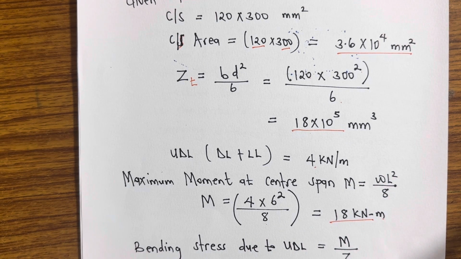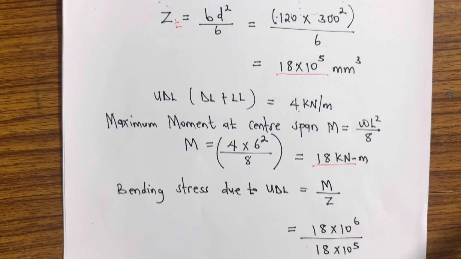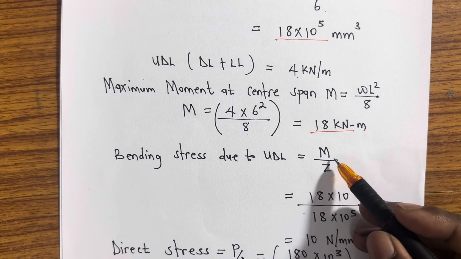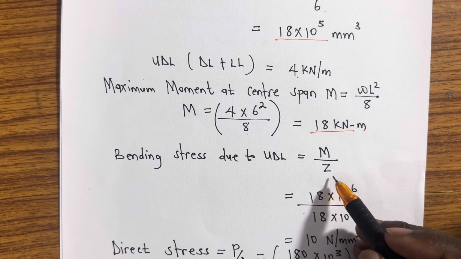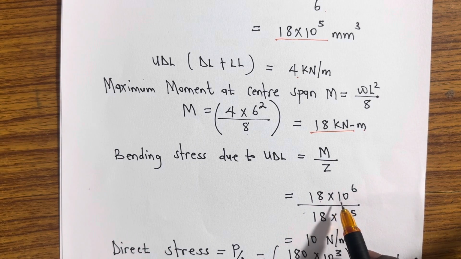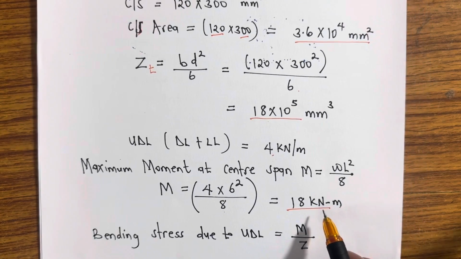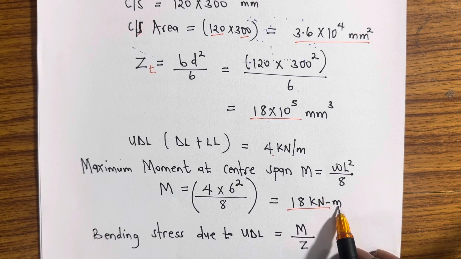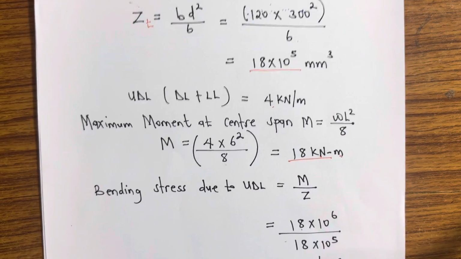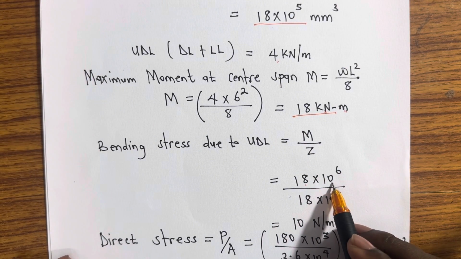Now, since we know the moment, we can proceed and also get the bending stress due to this UDL. It is given by the expression moment divided by Z. So our moment is 18 times 10 to the power 6. Why? This is in kilonewton. To convert it to Newton, you multiply by 10 to the power 3. This is in meter. To convert it to millimeter, you multiply by 10 to the power 3. In total, it comes to times 10 raised to the power 6. Okay, this is now Newton millimeter.